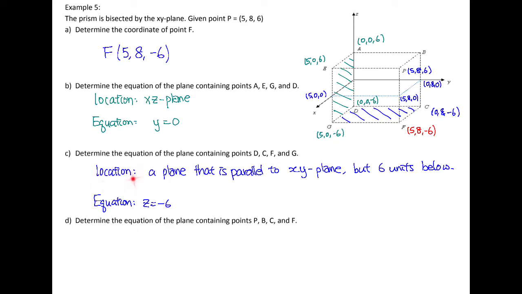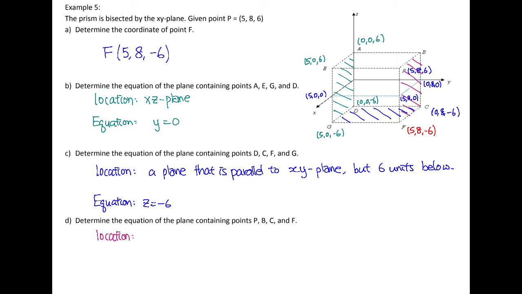In terms of the location, we will describe it as a plane that is parallel to the xy plane, but 6 units below. Part D, we want to find the equation of a plane again containing the points P, B, C, F, which is the pink plane right here.